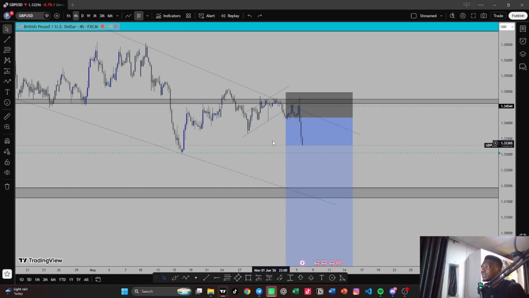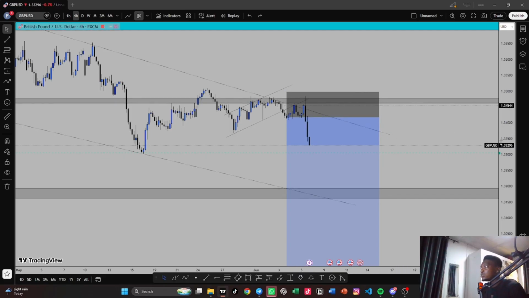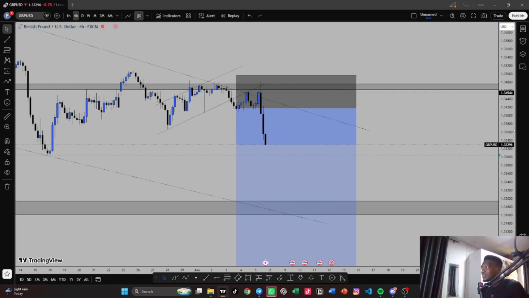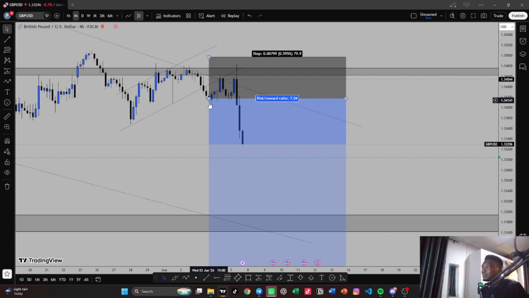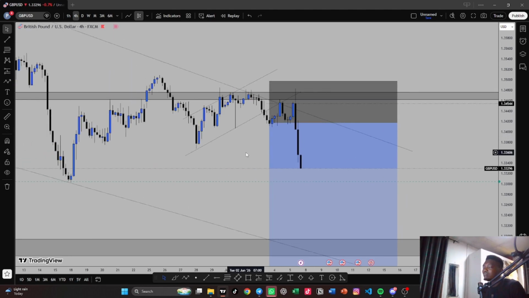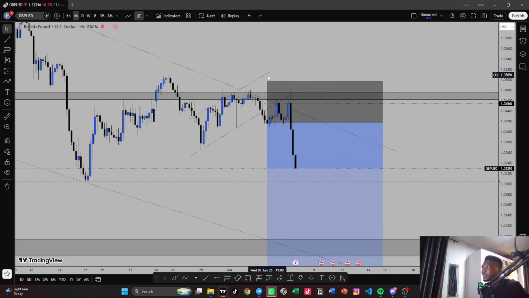You can see immediately I enter the trade, price only pushed a little. In fact, let me say a pip movement in profit, then the market starts reversing. Sincerely speaking, I don't even panic because I was like, my stop loss is here, and if I'm wrong, there's no problem. Market starts dropping. I was like, okay, it is time for us to sell.